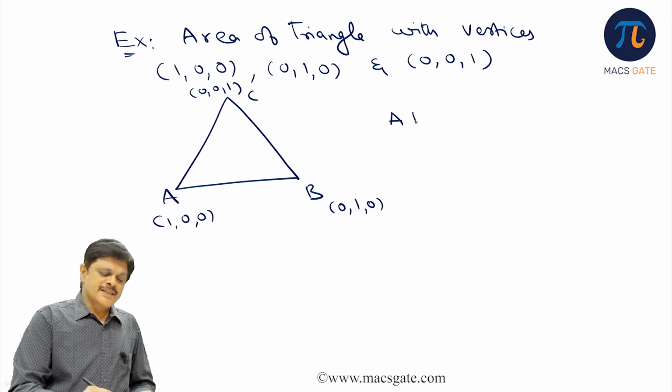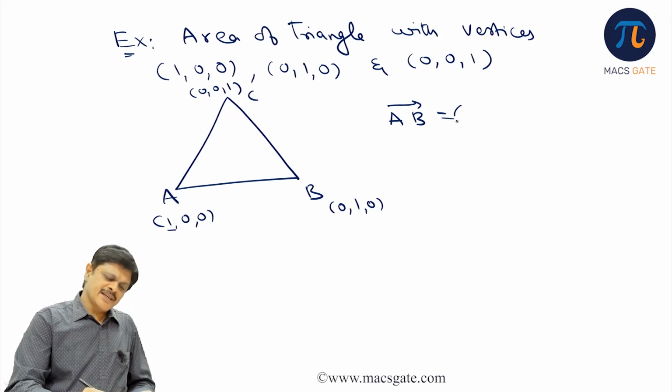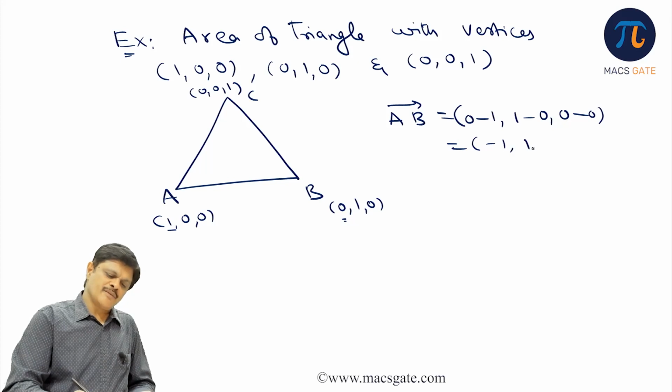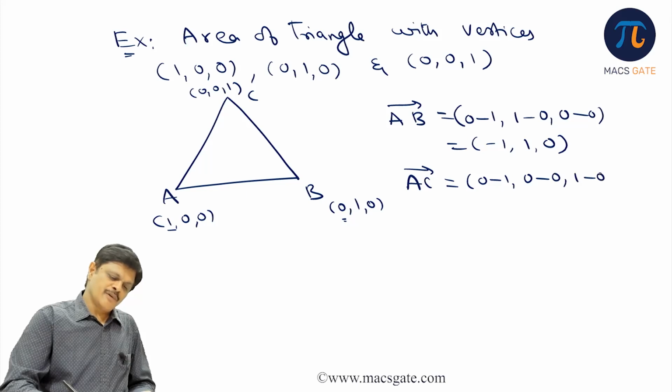So we have to find what is AB. Just subtract the components of A from components of B, that is components of B minus components of A: 0 minus 1, 1 minus 0, 0 minus 0. That is minus 1, 1 and 0. Similarly, AC: components of C minus components of A, that is 0 minus 1, 0 minus 0, 1 minus 0, which is nothing but minus 1, 0 and 1.